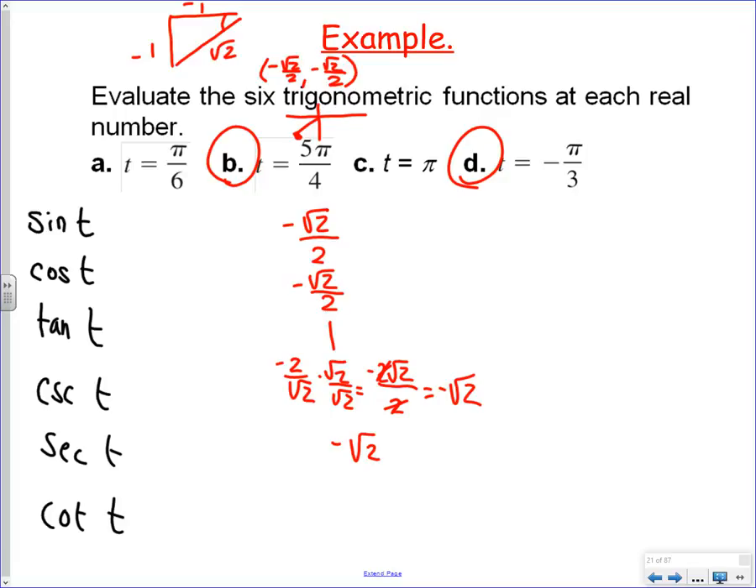X over y, which is also 1, or adjacent over opposite, which is also 1. You can use the ratios. You can use the x, y's. Or you can use the triangles. Okay.